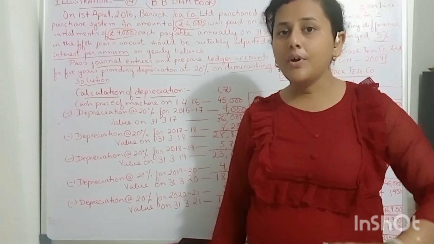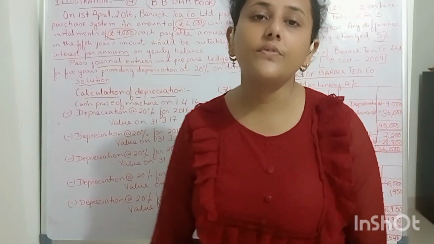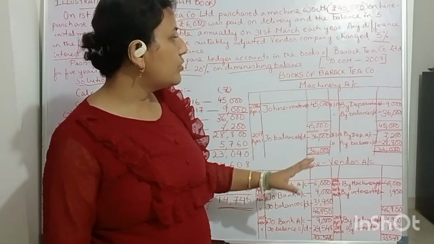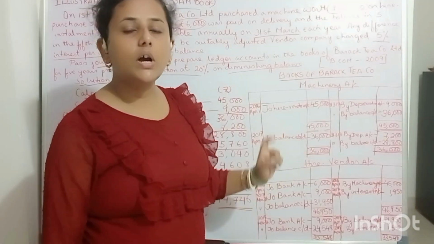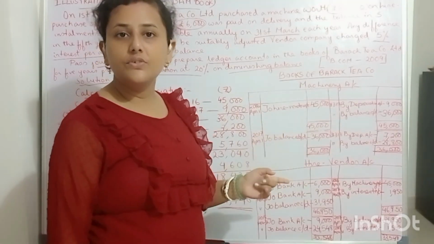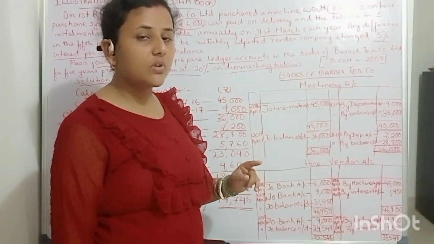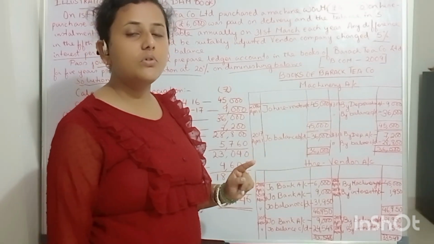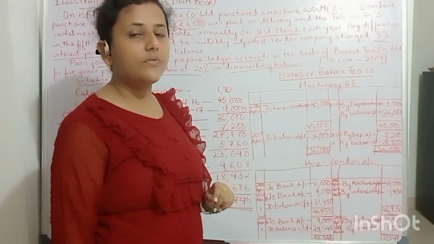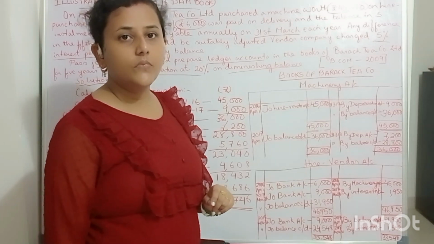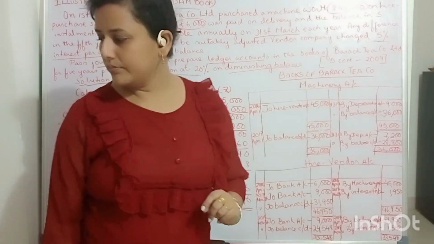Then you have to go for the preparation of ledger accounts. So you have to prepare machinery account, hire vendor account, then interest account, then depreciation account, then statement of profit and loss account.